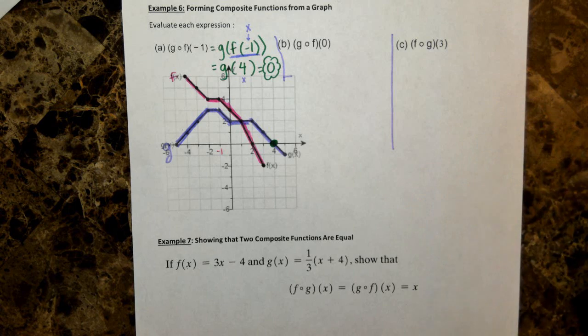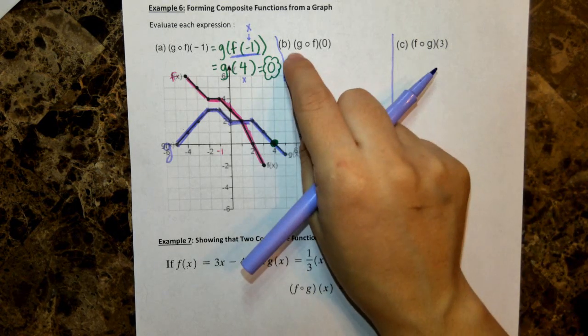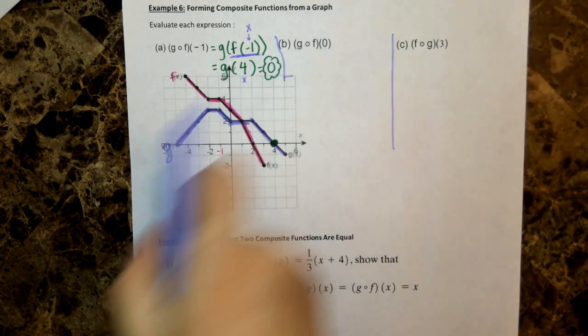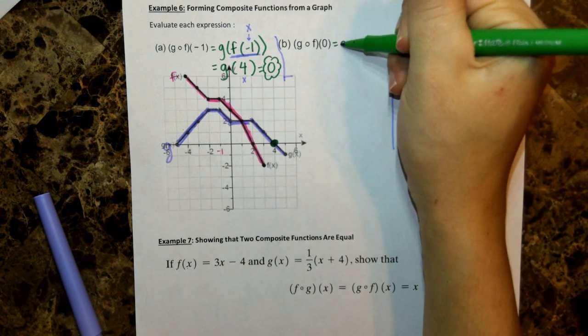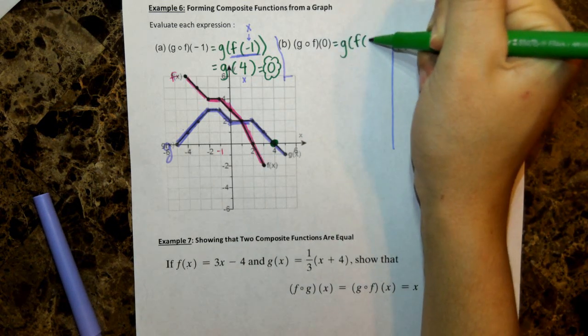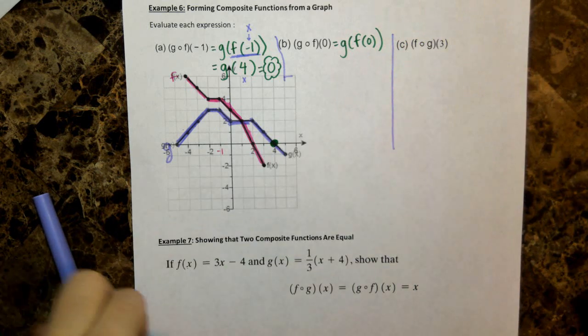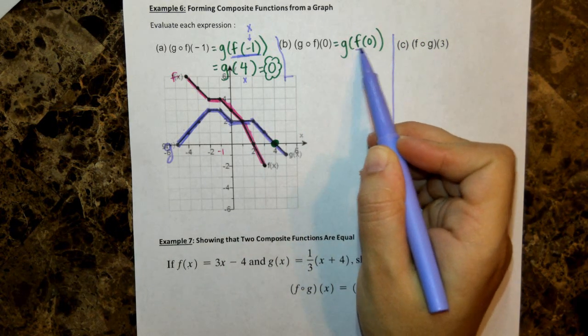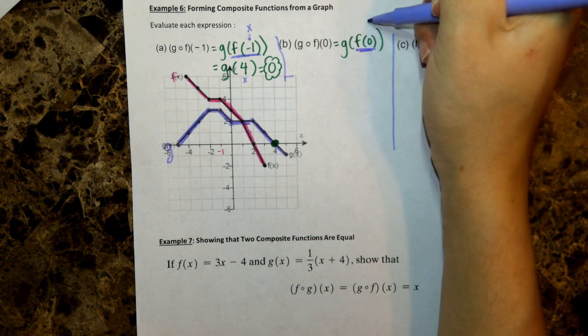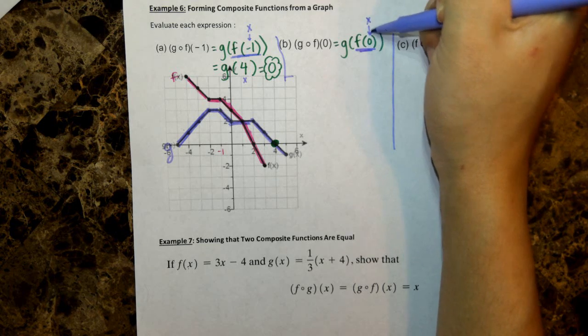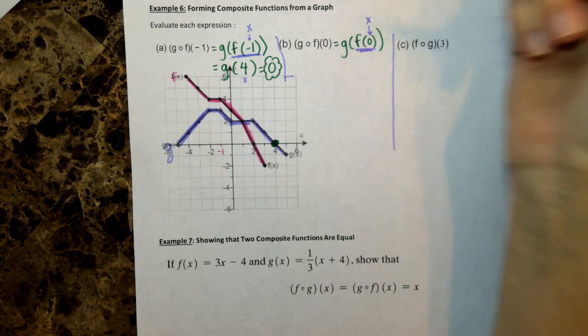All right, next one, g composed with f of 0. I'm going to go ahead and write it as g composed with f of 0 using this notation. I'm going to start with the inner part, figure out what is f of 0. That just means look at your f function, figure out when x is 0, what is the f function's value, what is the y value.